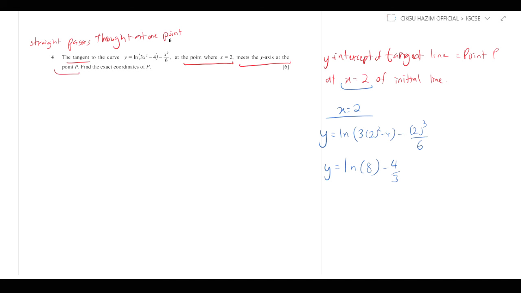I know that if we expand this, it's going to be very long. So you can always say that where it happened here is at x equal to 2, and the y value here is ln 8 minus 4 over 3. This is the x value, this is the y value. So that's where it happened, that's the intersection, where the tangent meets the curved line. So you already have the coordinates.